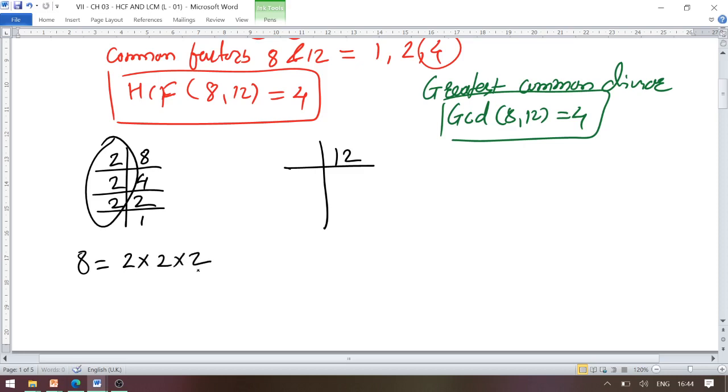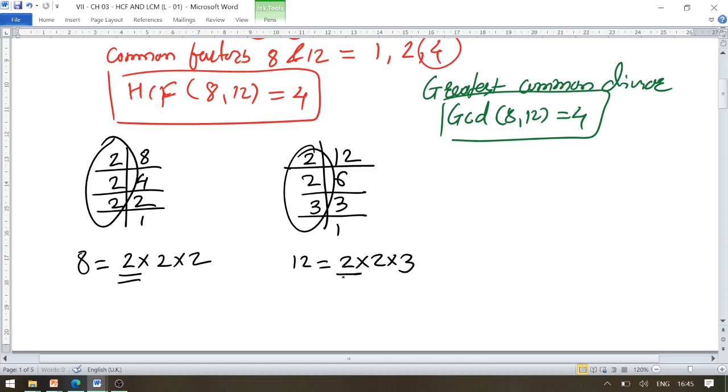So the product of its primes: 2 2s are 4, 4 2s are 8. Similarly, for expressing 12 as the product of its primes, first find the prime divisors of 12 by vertical division. 2 6s are 12, 2 3s are 6, and at last 3 1s are 3. So we can express 12 as the product of its primes: 2 into 2 into 3. Among them, which are the common primes? 2 and 2.